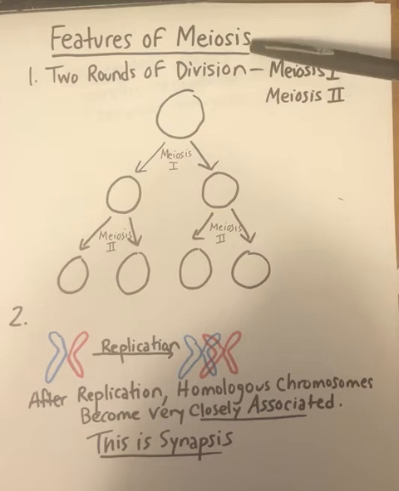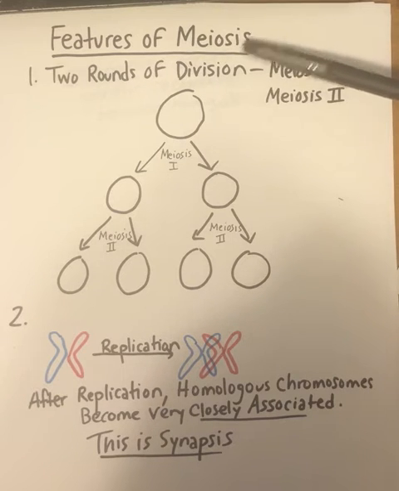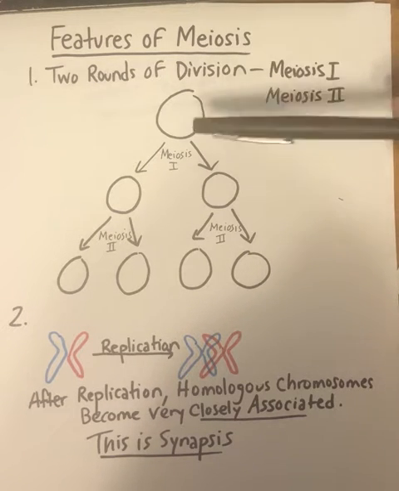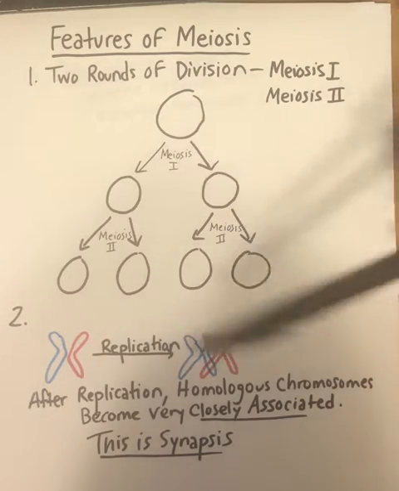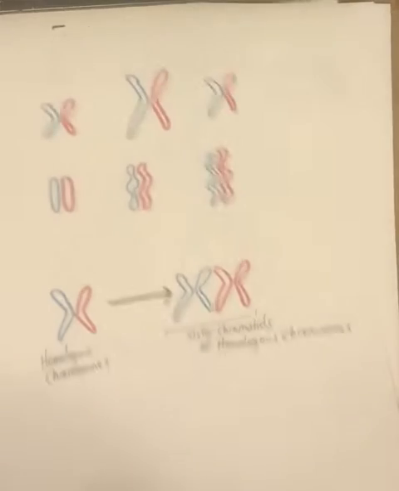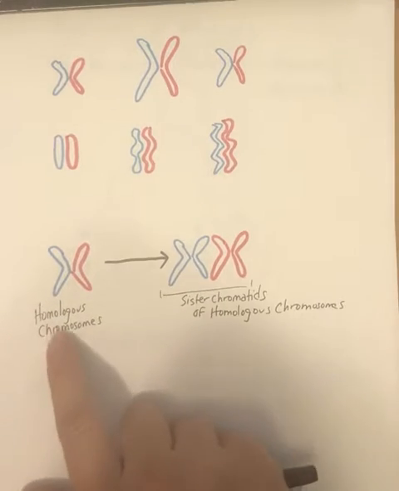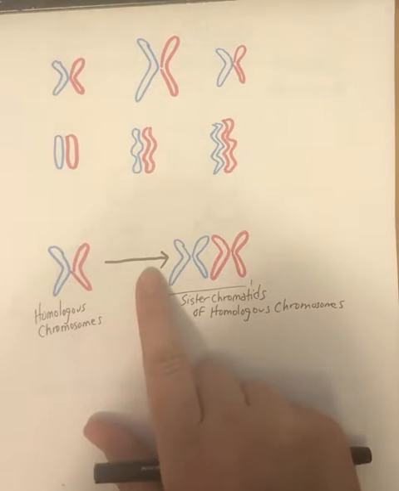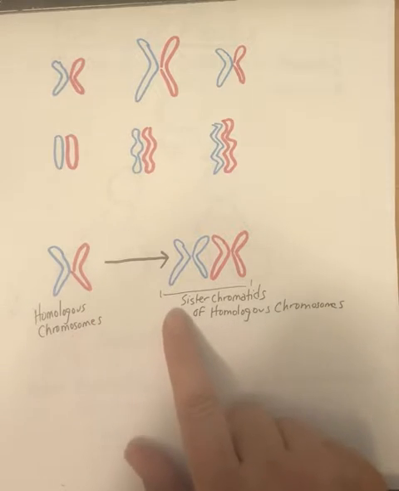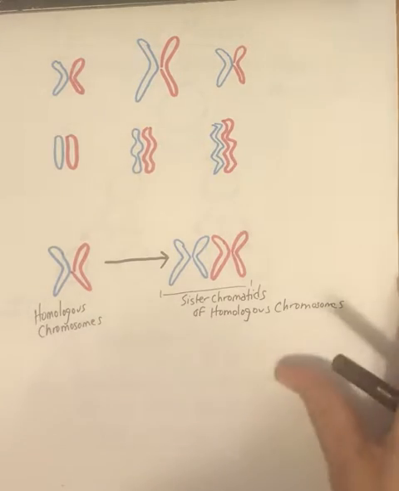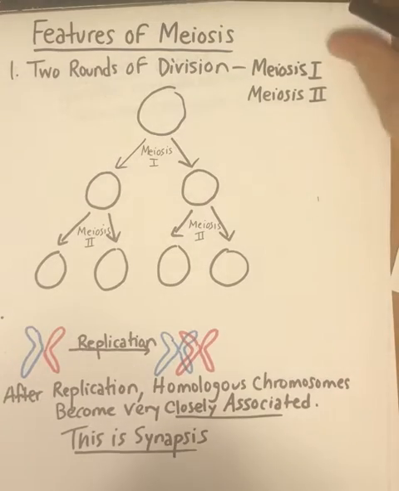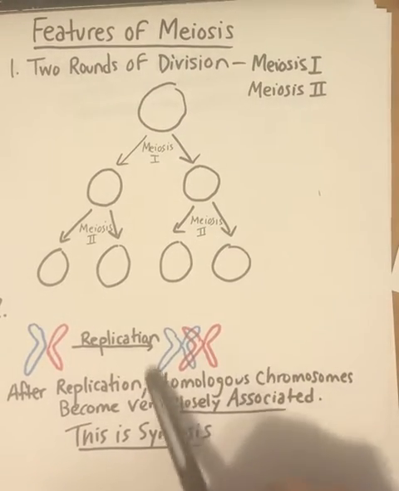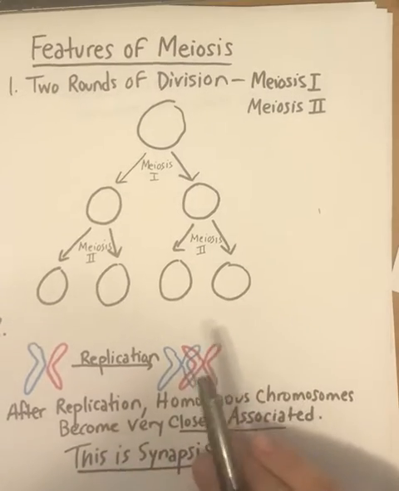So we're talking about the features of meiosis. When we talk about the features of meiosis, there are two cell divisions. When we talk about homologous chromosomes, when you have one set from your dad and mom, these are going to replicate, and when you replicate them, you call them sister chromatids of homologous chromosomes. Well, these sister chromatids of homologous chromosomes become very closely attached, which is called synapsis.